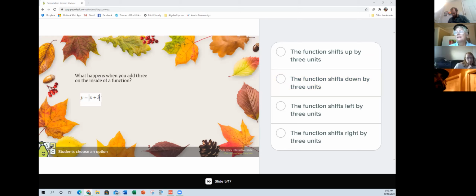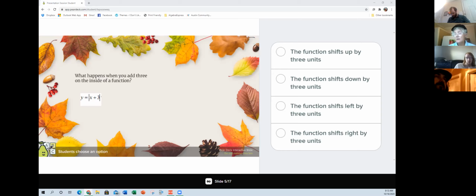What happens when you add 3 on the inside of a function like this, y equals the absolute value of x plus 3, close absolute value? Okay, so on this one, if it's on the inside, inside lies. It looks like that plus 3 is telling you to move to the right 3, but actually it's telling you to move to the left 3. So if you remember, if it's on the inside, it lies. It looks like it's telling you to go one way, but it's actually telling you to go the other way.